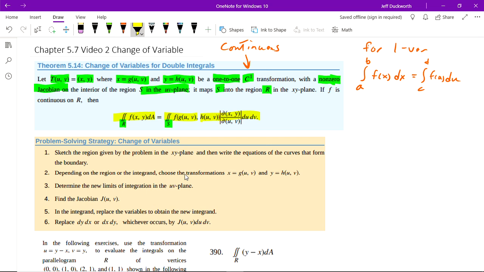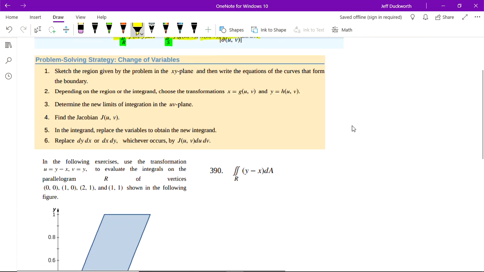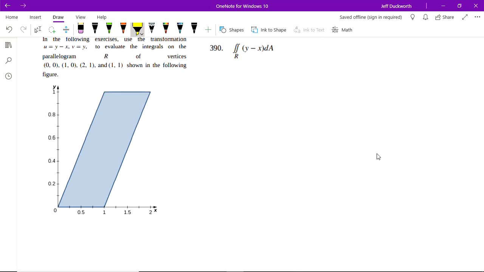So I've got a problem down here, and we're also going to try to follow these problem-solving strategies. Number one, they want us to sketch the graph. Well, that's already done below. So our graph is down here. It goes from x values of 0 to 2, it looks like, and y goes from 0 all the way up to 1.